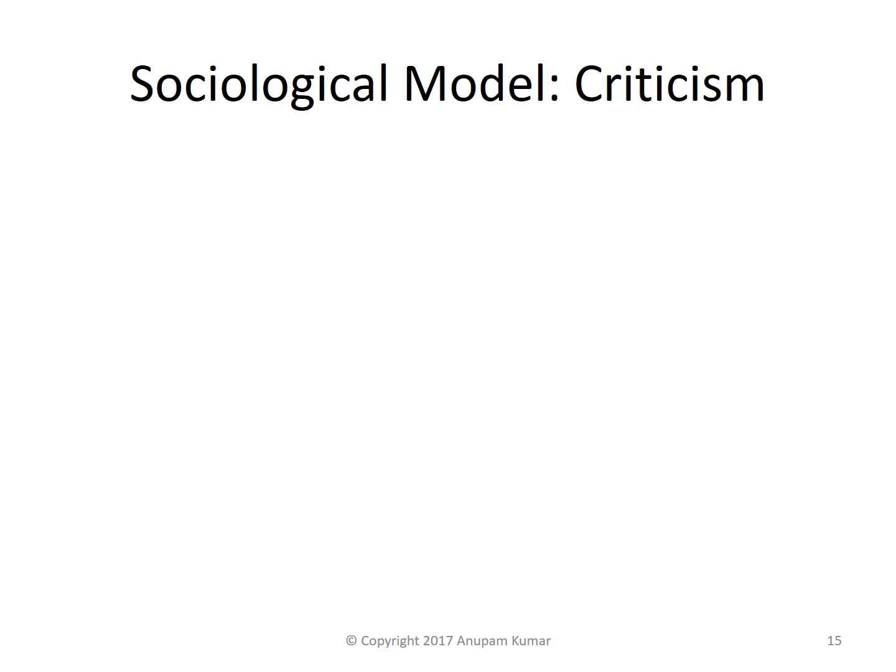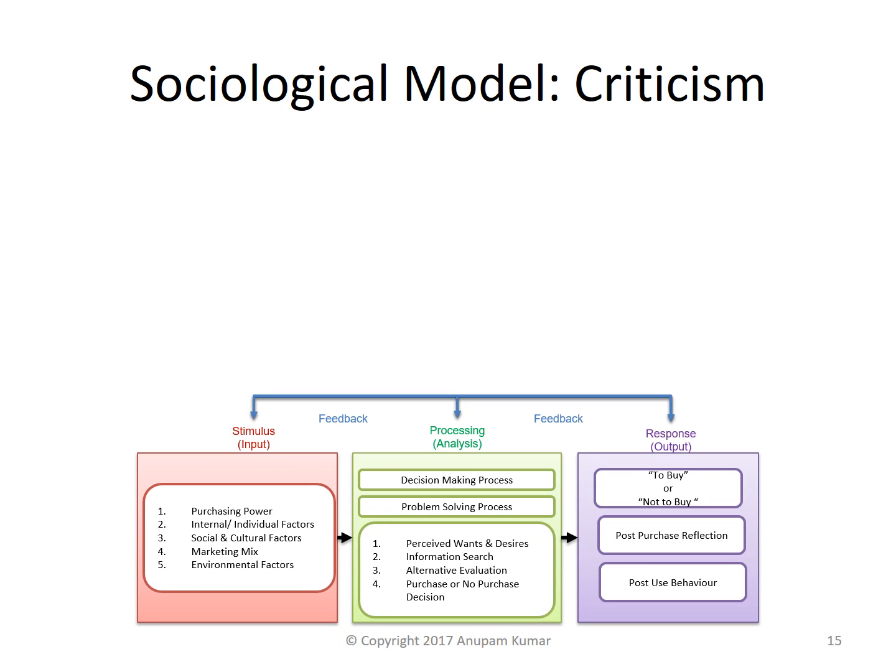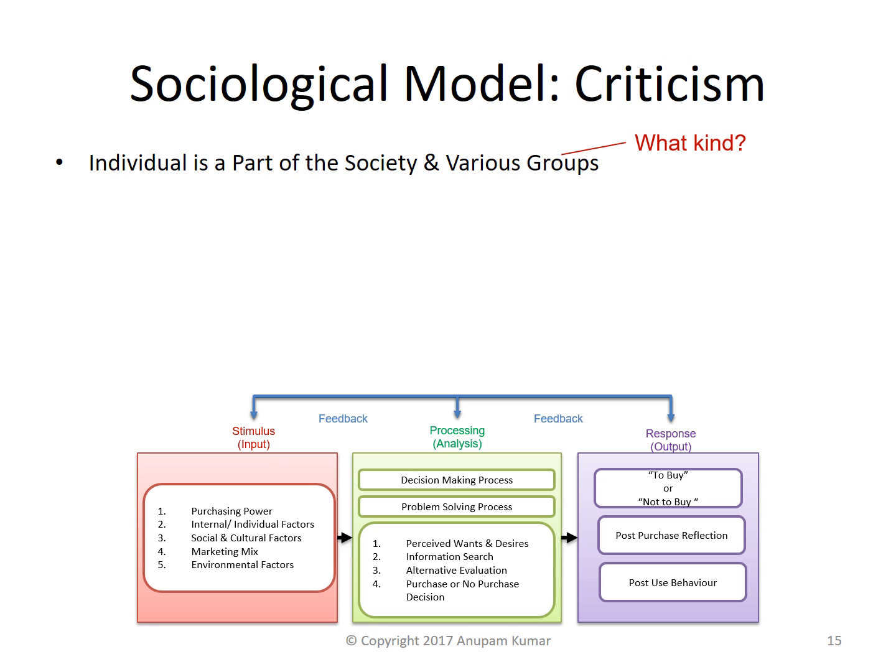Finally, we come to the criticism of the sociological model. The sociological model is criticized on the basis of its basic assumptions. So, let us have a relook at its assumptions. First and foremost, it states that an individual is a part of the society and also of various groups which are there within the society. Here, the model does not state the kinds of group that may be present within the society.